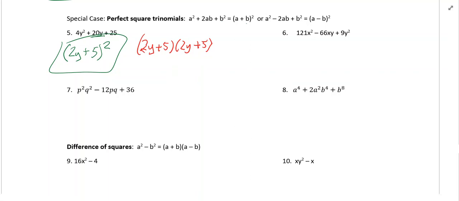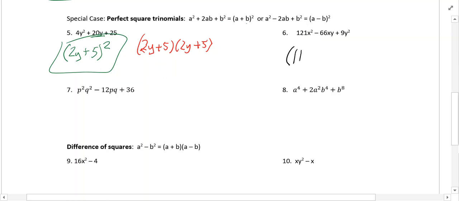All right, so let's go ahead and check this next one here. We have 121x squared minus 66xy plus 9y squared. Let's see if it is a perfect square trinomial. The square root of 121x squared would be 11x. The square root of 9y squared would give me a 3y. In this case, there's a minus in the middle, so I'm going to put a minus in the middle here.